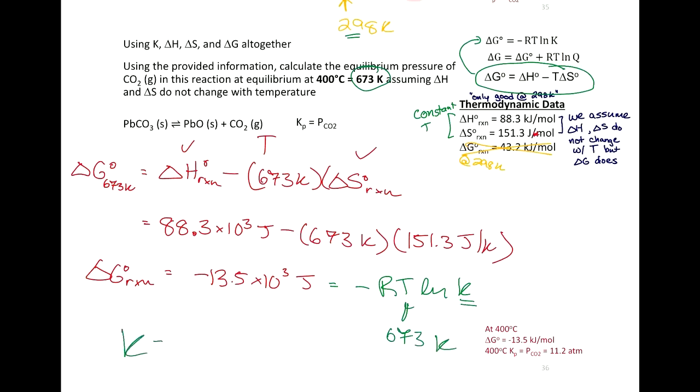So K, in this case, if you move everything around and take e to both sides to get rid of that natural log, you get that K, which is also equal to the partial pressure of CO2 at equilibrium, is 11.2 atmospheres, right? So this slide is no different from the previous slide, okay? But the only difference is recognizing we're at an elevated temperature. You have to use other thermodynamic quantities, delta H and delta S of the reaction, to calculate Gibbs free energy at this elevated temperature. Then we can go ahead and calculate the equilibrium constant.